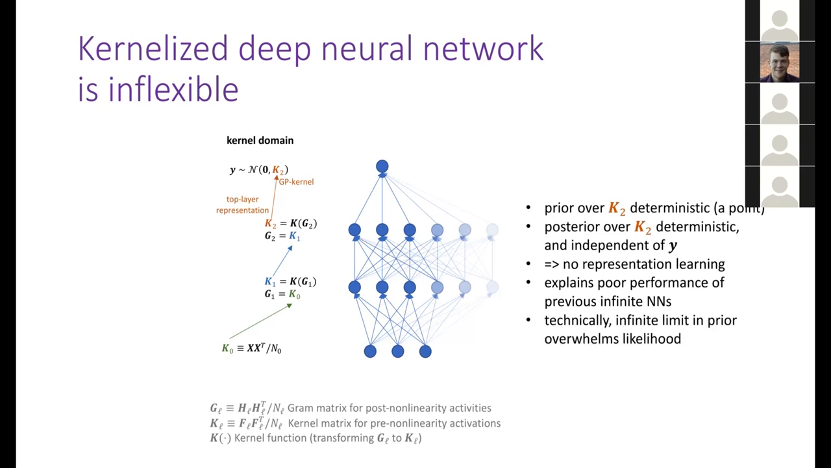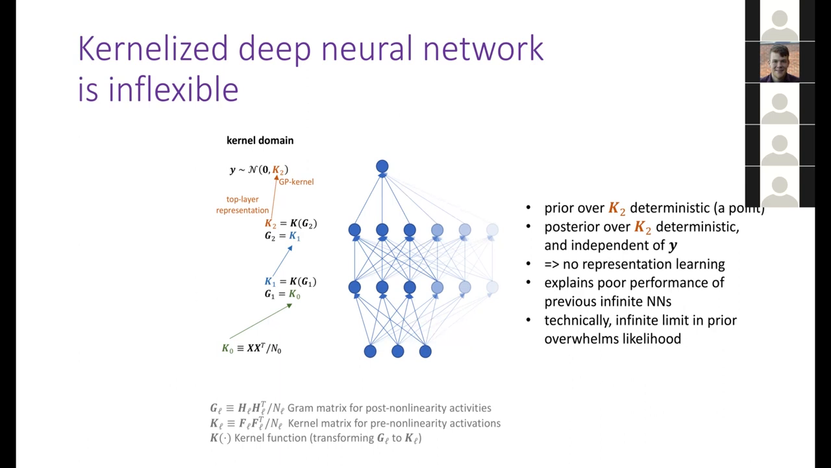Technically what's going on is that we're taking this infinite limit for width, and that in effect is overwhelming any influence of the prior. As we take the infinite limit, the Gram matrix approaches the kernel by the law of large numbers, and then there's nothing that a very small, finite amount of data can do to change that.